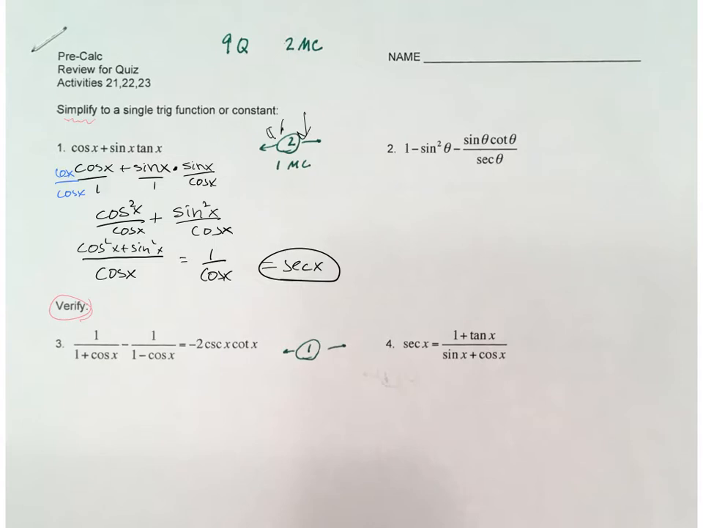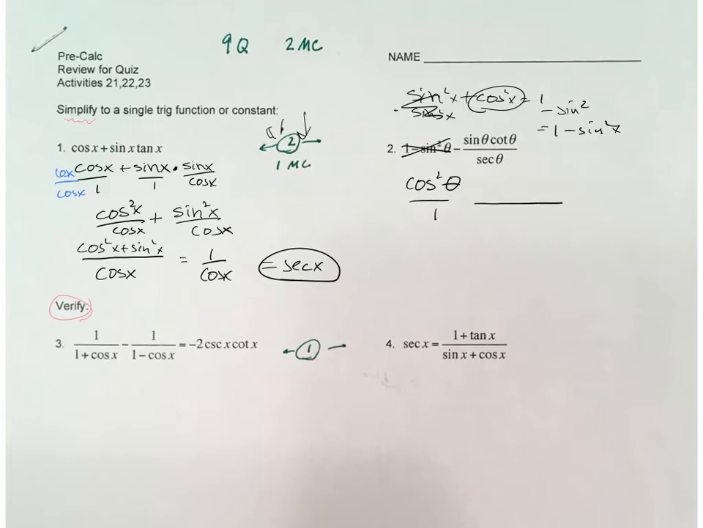For number 2, 1 minus sine squared. This is an identity. Remember, it's sine squared plus cosine squared equals 1. When you subtract the sine squared from both sides, you get 1 minus sine squared on this side, and this side is cosine squared. So 1 minus sine squared is coming out, and in its place goes cosine squared theta. I'm just going to keep track of that by putting it over 1.